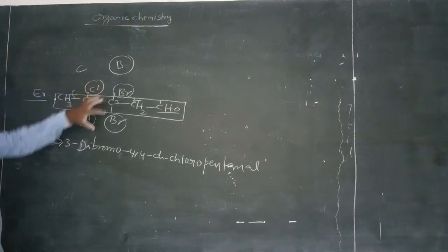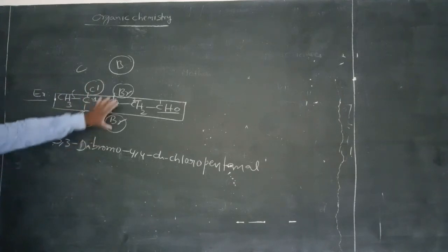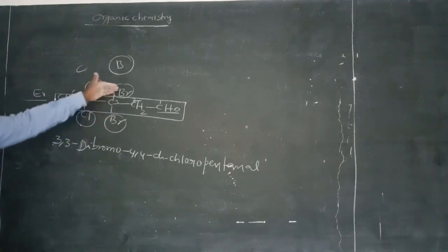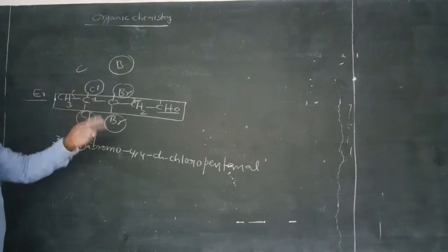Why? Because they are not all the same. Don't write 3, 3, 4, 4 together like that. Why? Because these two are one group and these are another group. So on the third carbon, 3, 3, dibromo, 4, 4, dichloro, pentanol.